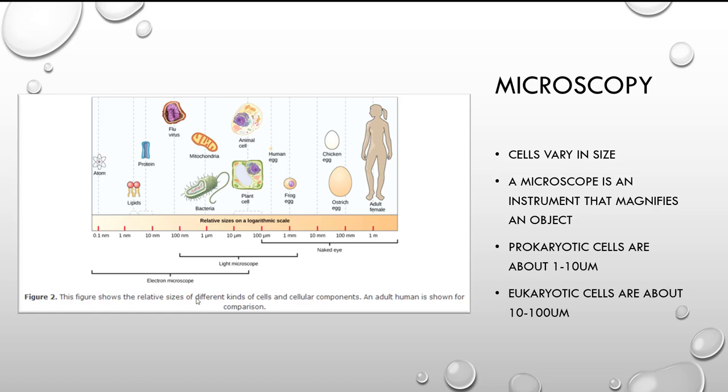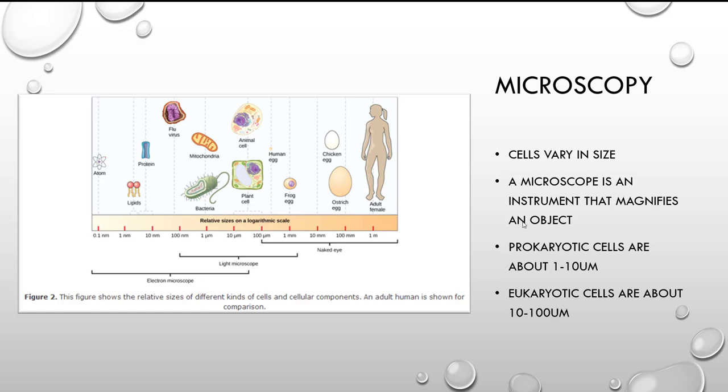Electron microscopes can see really, really small objects. If you take a look over here, lipids and proteins, what are those? Those are macromolecules. We can get really, really small with those, measured in nanometers. As far as cells go, we can see them with microscopes. Anything smaller than a cell, we need a special type of microscope, the electron microscope.